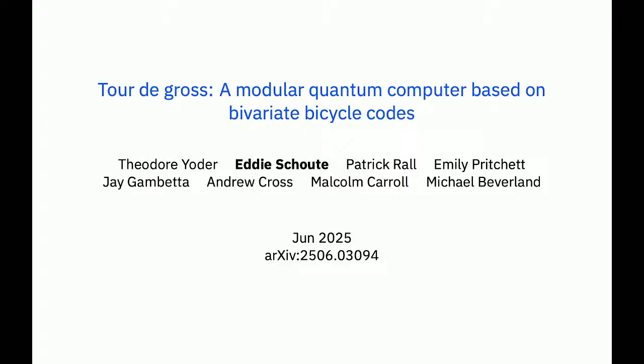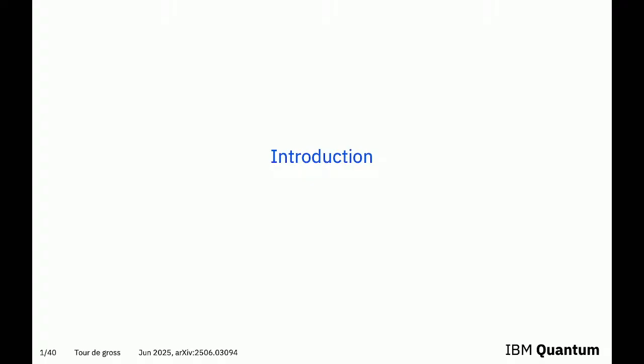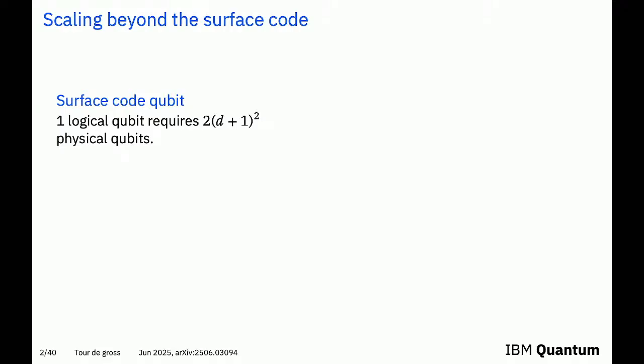Thank you for coming. To kick things off, I'm going to contrast our approach a little bit with a surface code architecture of building a quantum computer. As we may know, if you want to have one logical qubit, the surface code requires 2 times (d plus 1) squared physical qubits.